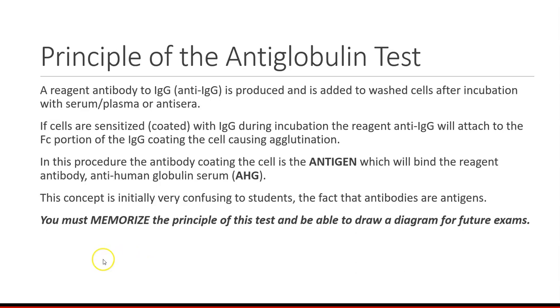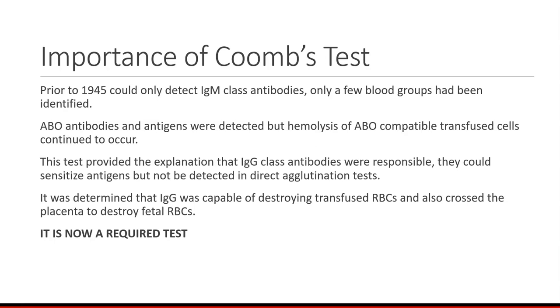I'll show you several pictures, and there are also good pictures in your textbook. The importance of the Coombs test cannot be understated. Prior to 1945, they could only detect IgM class antibodies, and only a few blood groups had been identified at that time. I wish I could have been a scientist back then with all these unknowns and discoveries being made. ABO antibodies and antigens were detected, but hemolysis of ABO-compatible transfused cells continued to occur. So identification of ABO was a tremendous step in the right direction in transfusion medicine.